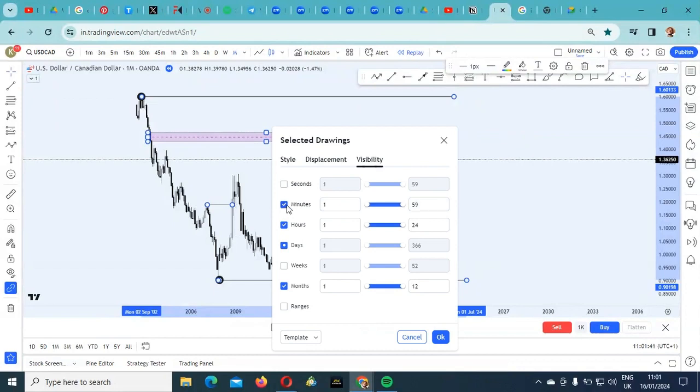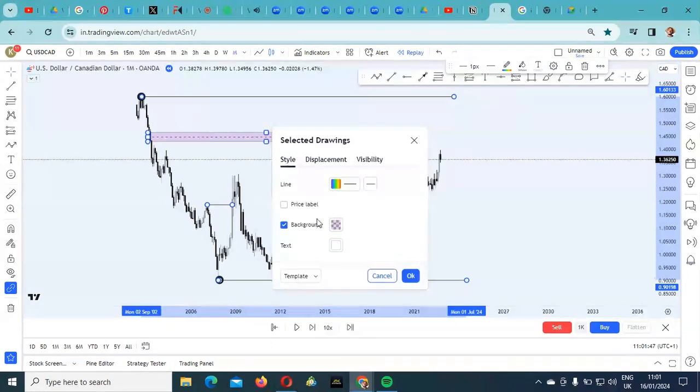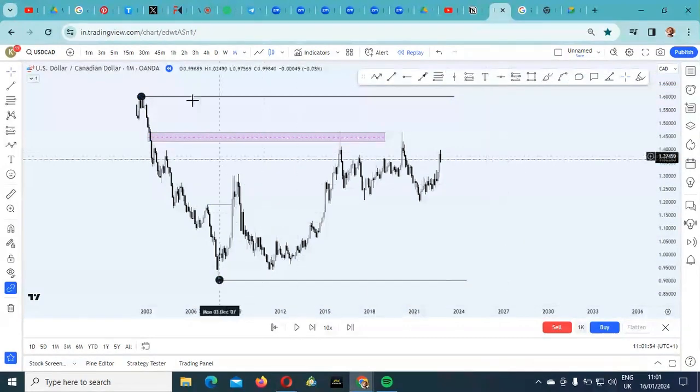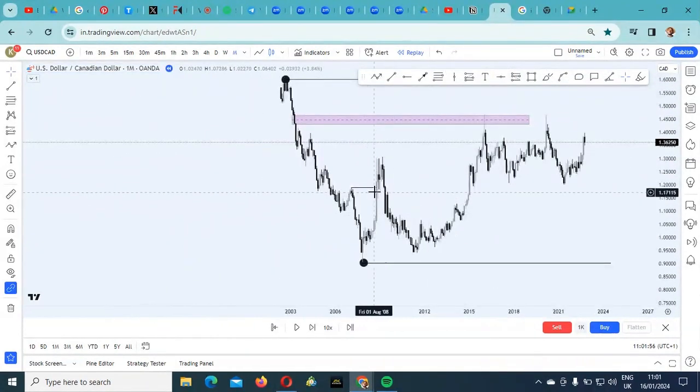It should not show on minutes, it should show on hours, it should show on days, it should show on only month. Style, it's okay like this. Can we lock it? See the lock here, lock. So everything is locked, nothing can move here again. Even this one, I'm supposed to delete this one. I was trying to make an illustration with that. That's an internal structure.